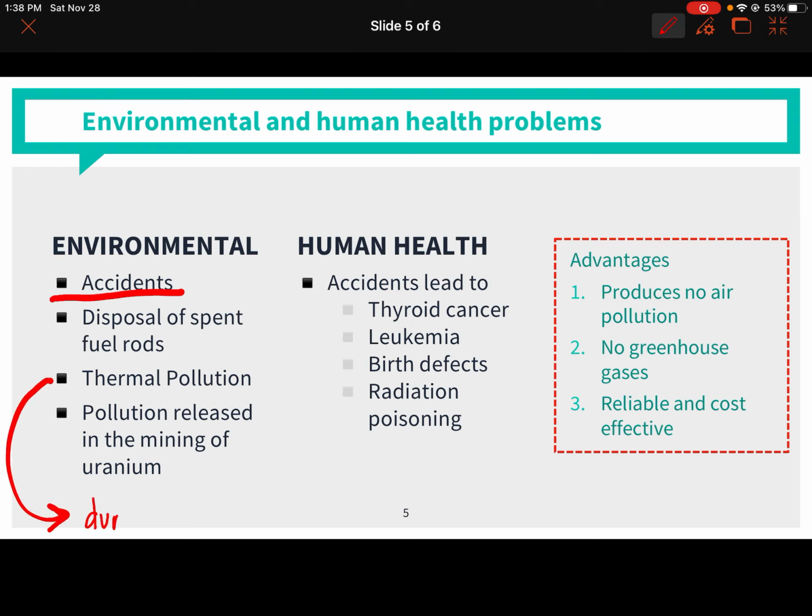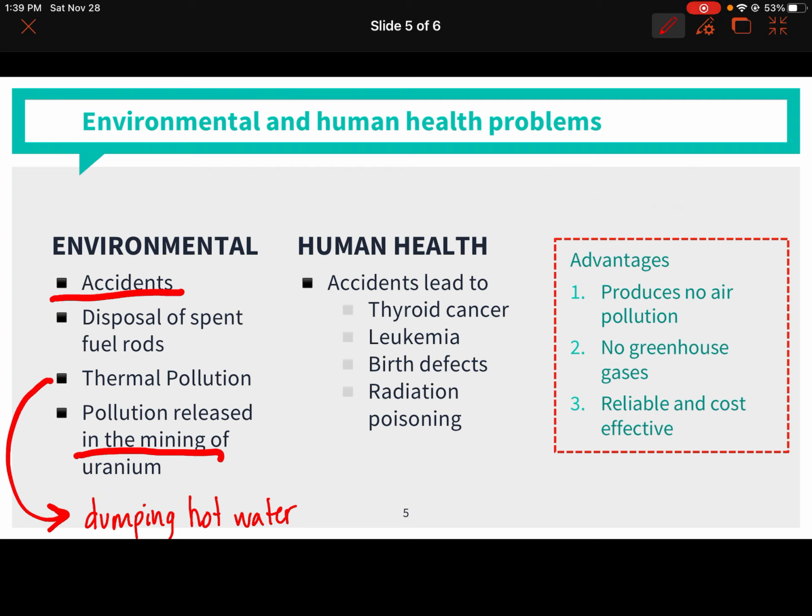So this is dumping hot water into another body of water, which raises the temperature and can lead to algae growth and can kill fish species that can't survive in warmer water, and also lowers the dissolved oxygen content of the water. And then in the mining of the uranium, we do have some pollution released.